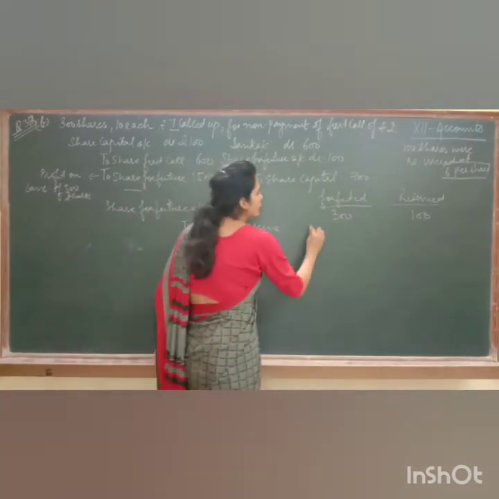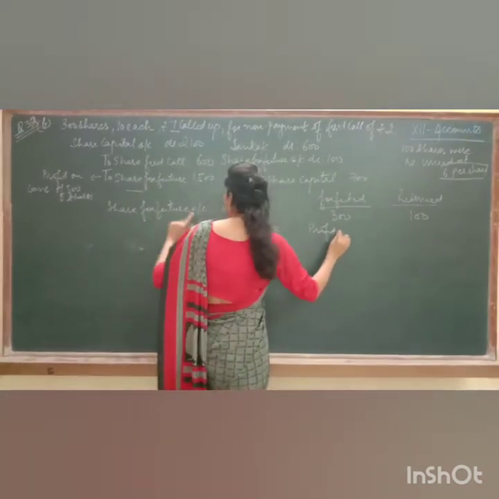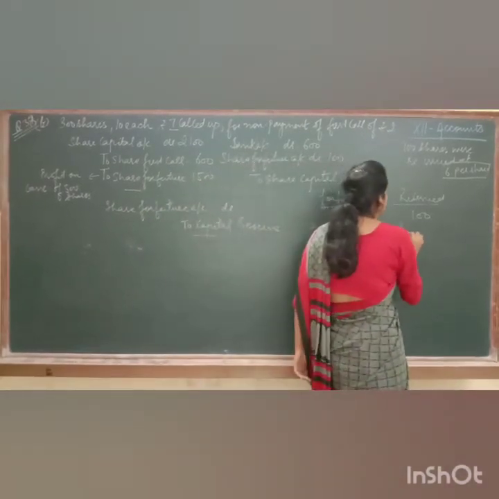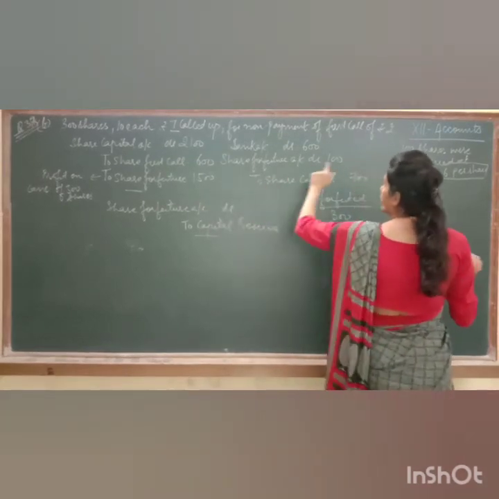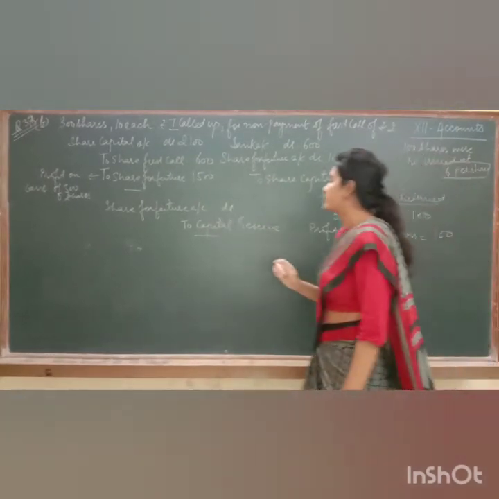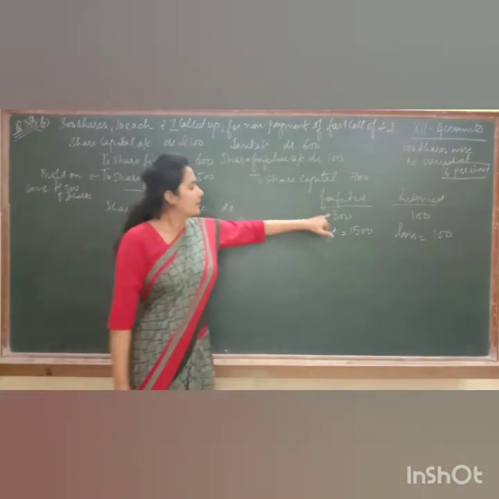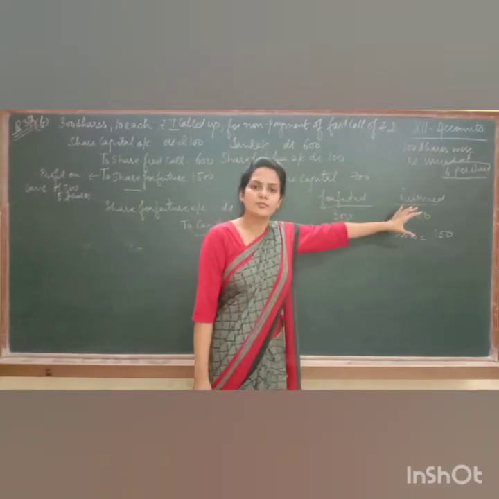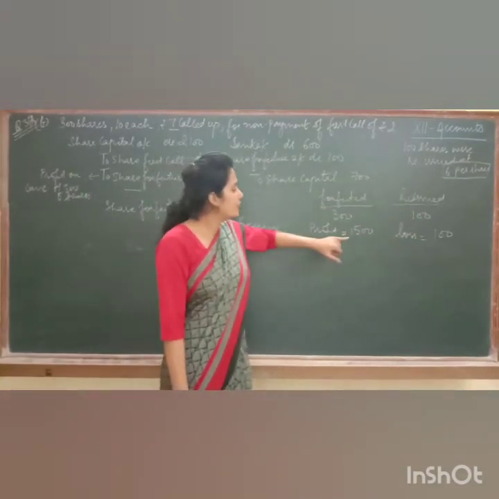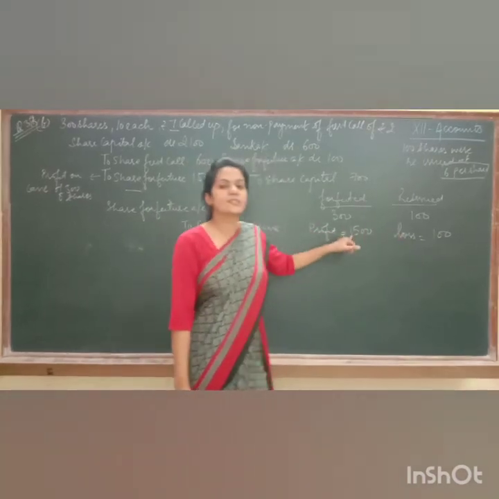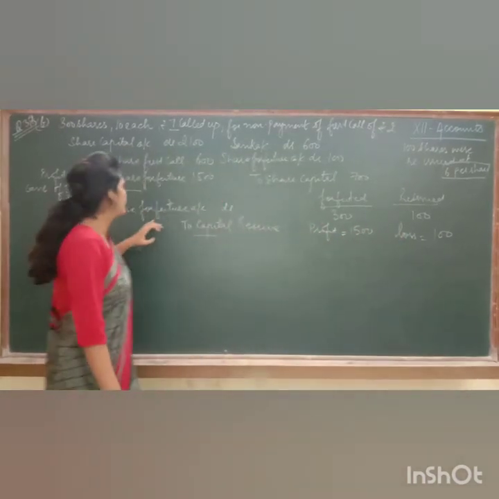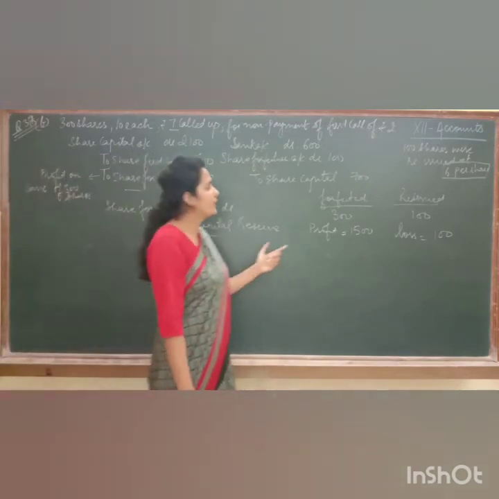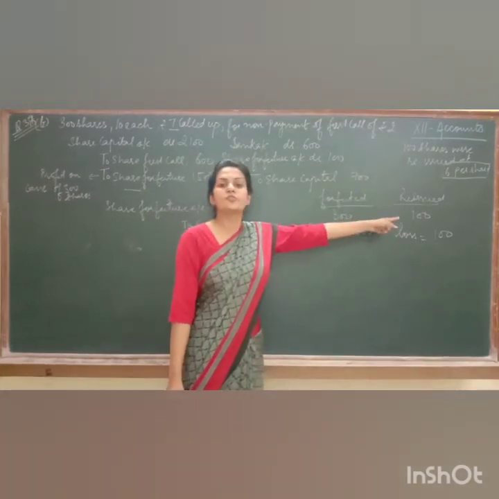Fine. Profit on forfeiture is 1500. Loss on reissue is 100. Now see, if 300 shares are forfeited and if we reissued the complete 300 shares, then simply we can subtract this 100 from this 1500, and then simply we could transfer 1400 here. But in this case, we have forfeited 300 shares, but we have reissued only 100 shares.